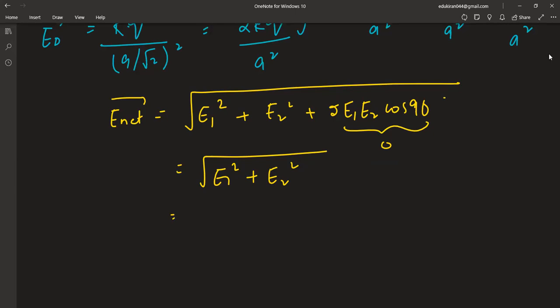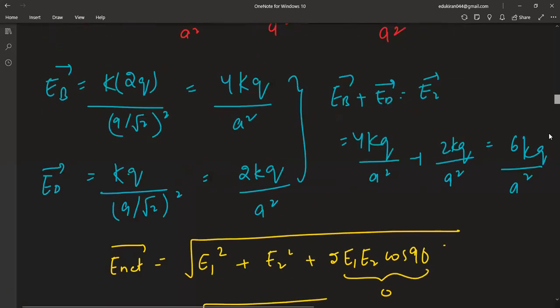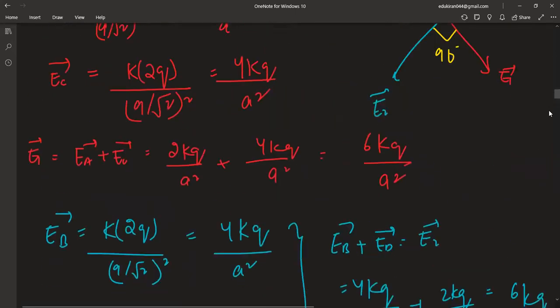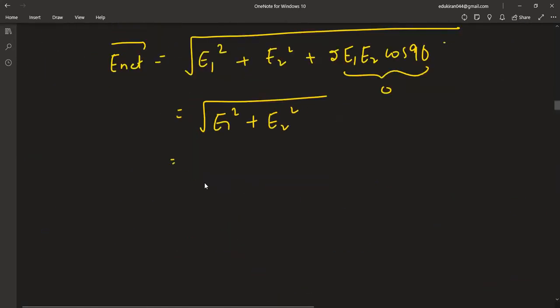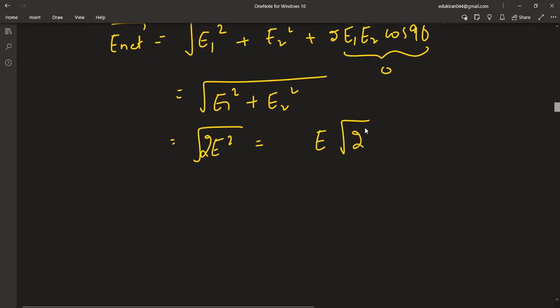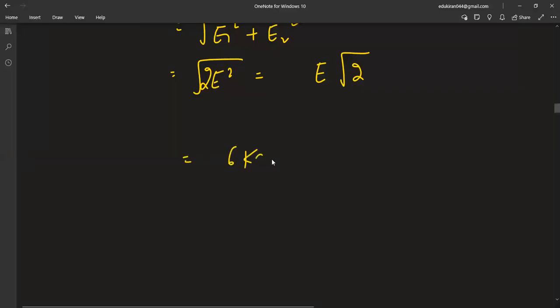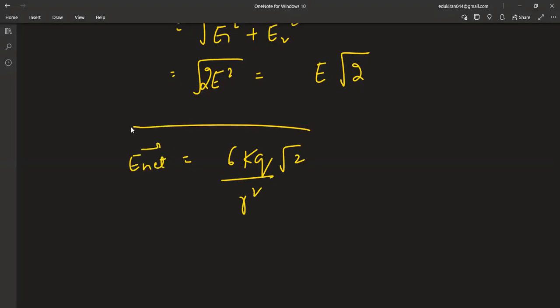So see, both the magnitudes are same. This is also KQ by A square. This is also KQ by A square. Let me write it as E. Both are the same. That becomes E square plus E square, which is 2E square. So the E can come out of the bracket. We are left with E root 2. And what is the value of E? Electric field is 6 KQ by R square. And this root 2. This is the net value of electric field.